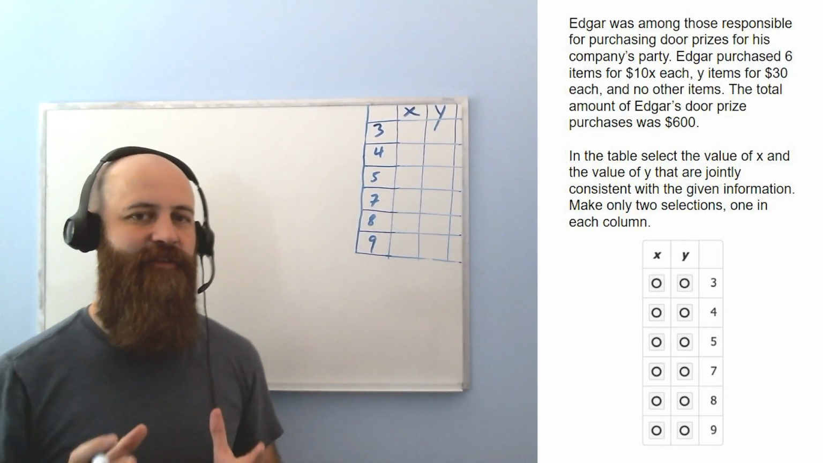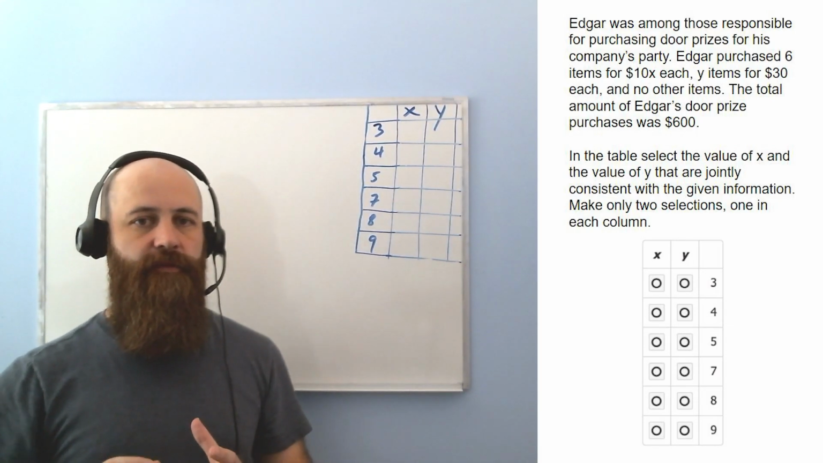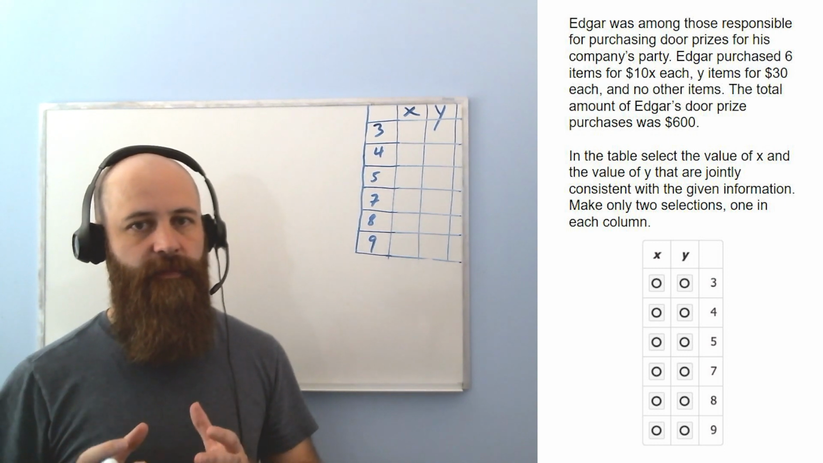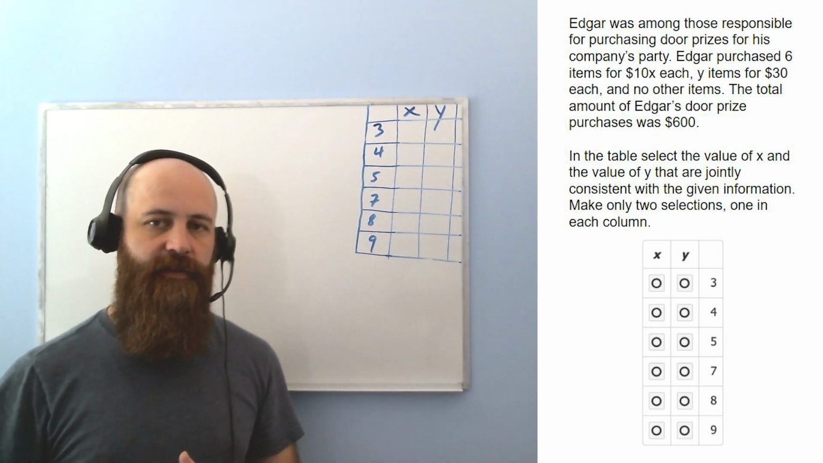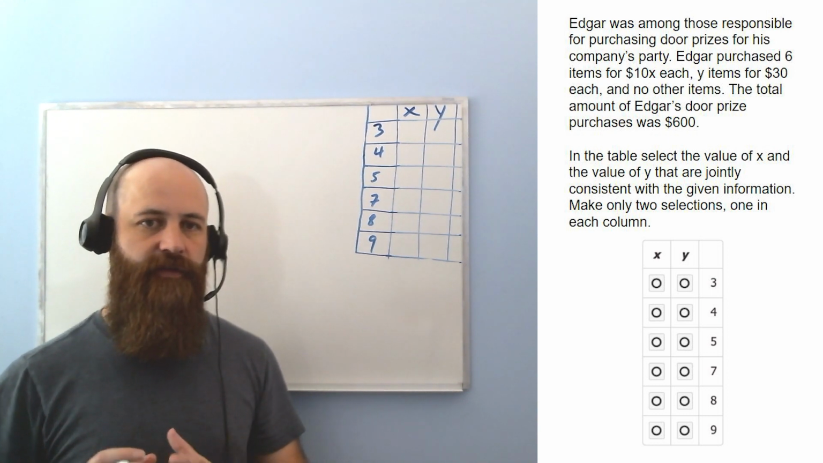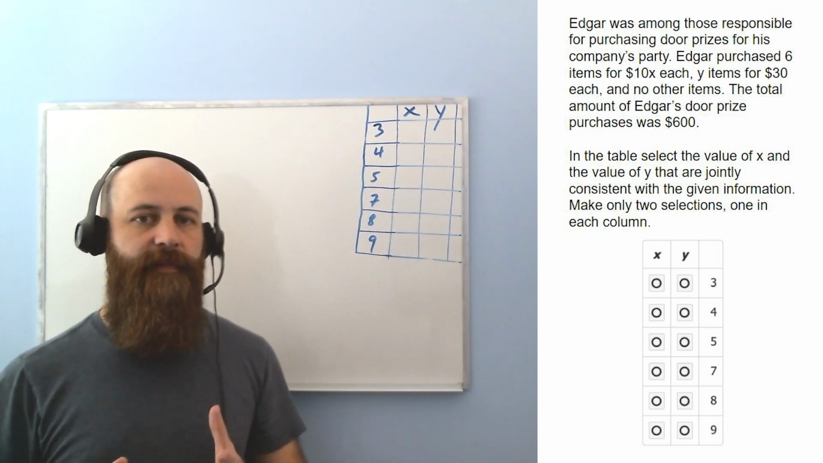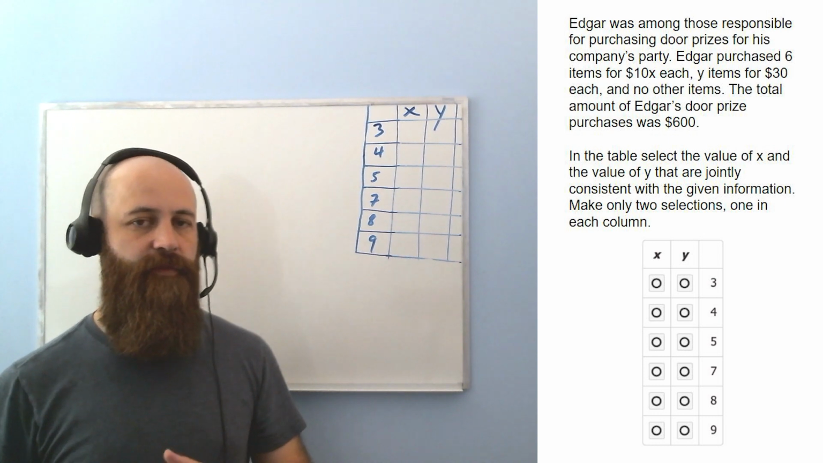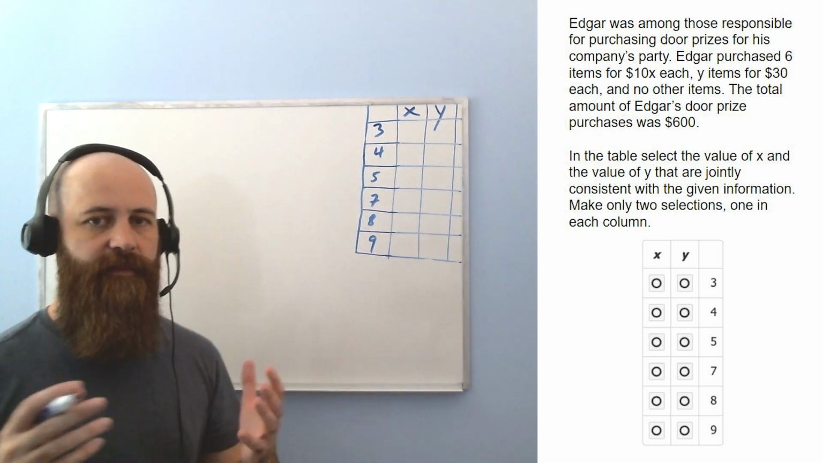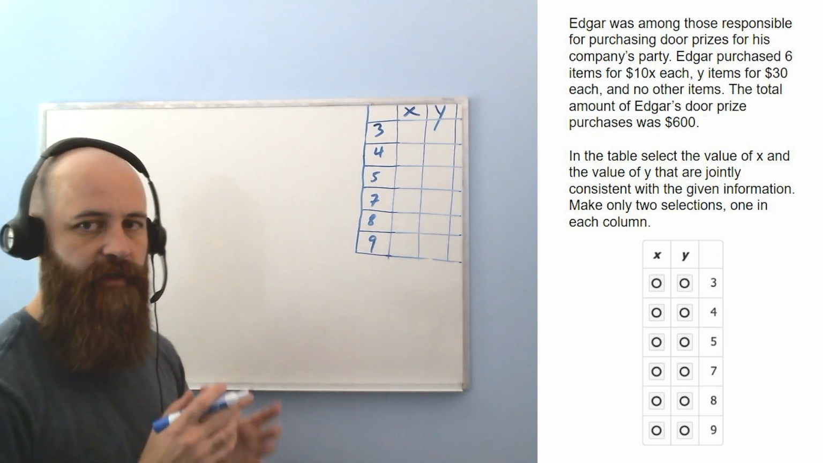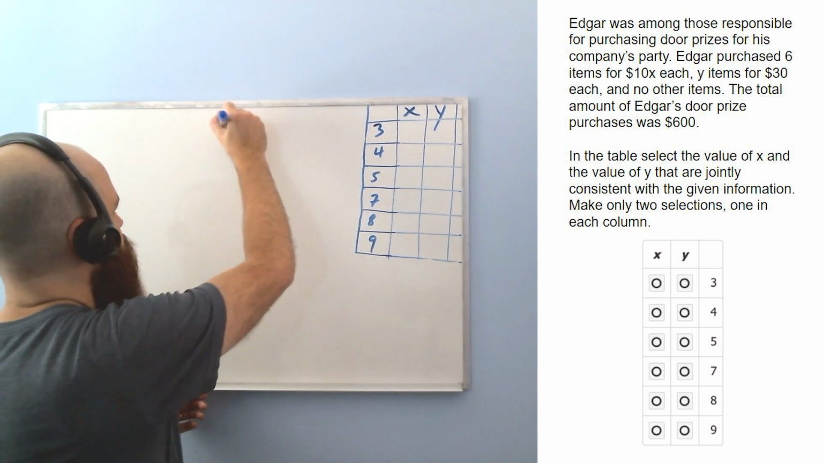All right, let's take a look at this question. Edgar was among those responsible for purchasing door prizes for his company's party. Edgar purchased 6 items for 10x dollars each, Y items for $30 each, and no other items. The total amount of Edgar's door prize purchases was $600. In the table, select the value of X and the value of Y that are jointly consistent with the given information. Make only 2 selections, one in each column.